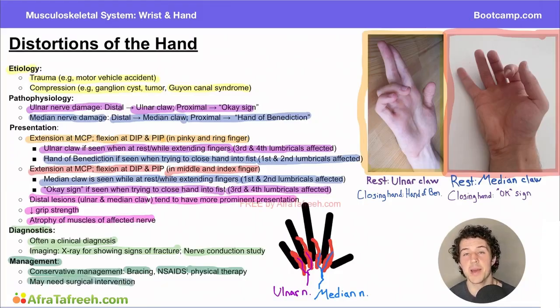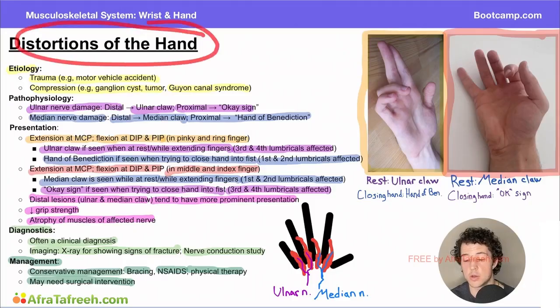All right, let's do a recap and then we'll do a quick practice question together. So distortions of the hand can come from both traumatic acute incidences or less acute compression of the nerve. Anything that can damage or compress the nerve can cause a distortion of the hand.